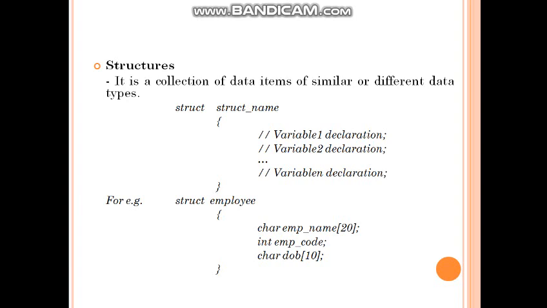If we look at the head tag of the structure, it is like this: the keyword struct along with a space and the name of that particular structure, underscore in underscore form. Then after that a start bracket and an end bracket. In between, the different variables are declared. For example, struct employee contains the character employee name, integer employee code, and character date of birth.